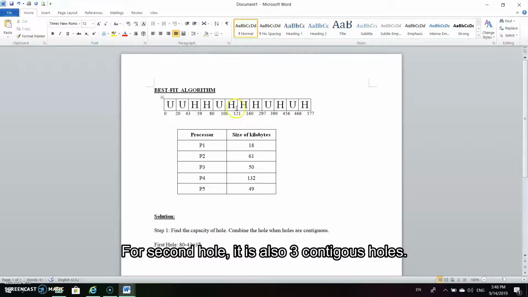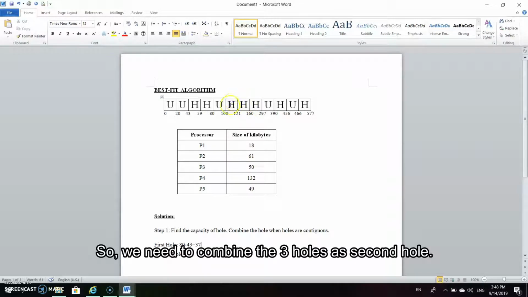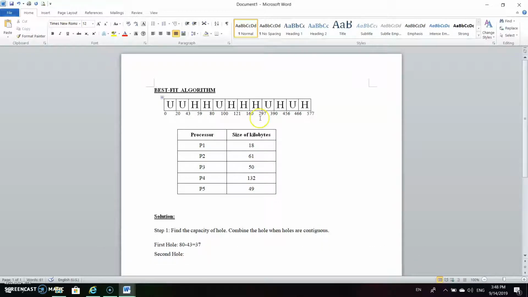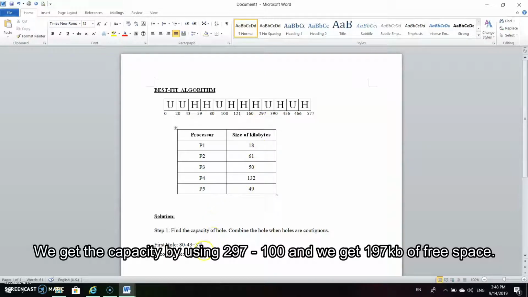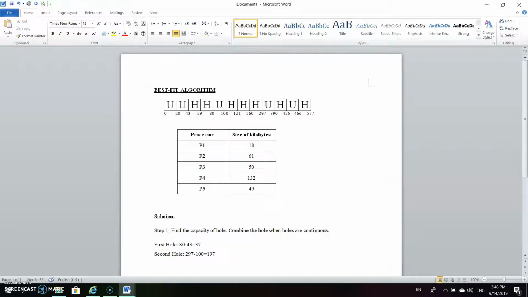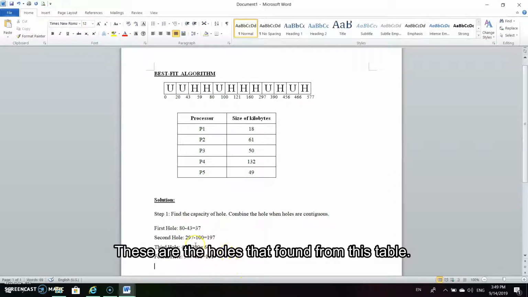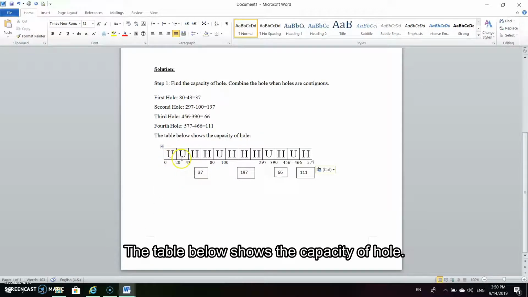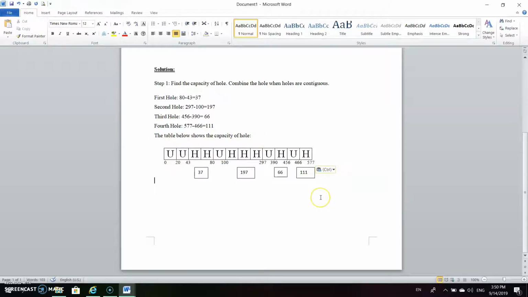For the second hole, it is also 3 contiguous holes, so we need to combine the 3 holes as the second hole. We get the capacity by using 297 minus 100. We get 197 kilobytes of free space. These are the holes found from this table. The table below shows the capacity of each hole.